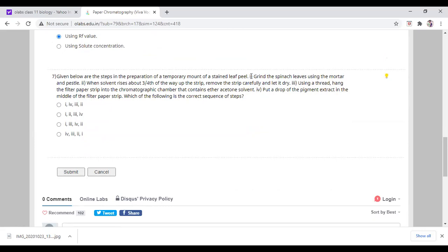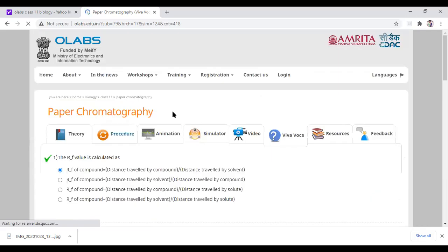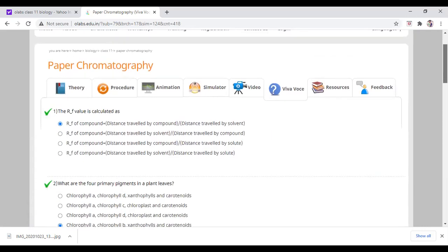Sequence of the steps क्या होगा? पहले ग्राइंड फर्स्ट होगा फिर फोर्थ होगा. पहले ग्राइंड करेंगे स्पाइनिक लीव्स को पेस्टल मोर्टार में, फिर एक ड्रॉप लगाएंगे पिगमेंट एक्सट्रैक्ट का मिडल ऑफ द फिल्टर पेपर स्ट्रिप, देन उसको थ्रेड की मदद से हैंग करेंगे. थर्ड, फर्स्ट, फोर्थ, थर्ड एंड सेकंड इज द फर्स्ट ऑप्शन. तो यही हो जाएगा करेक्ट. We will submit it and we will see what the correct answers are.